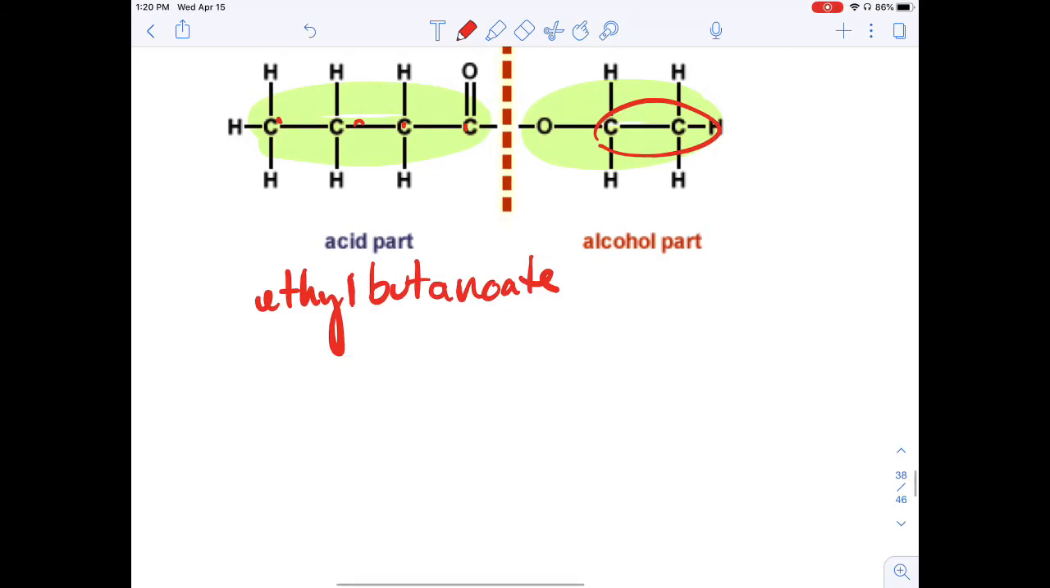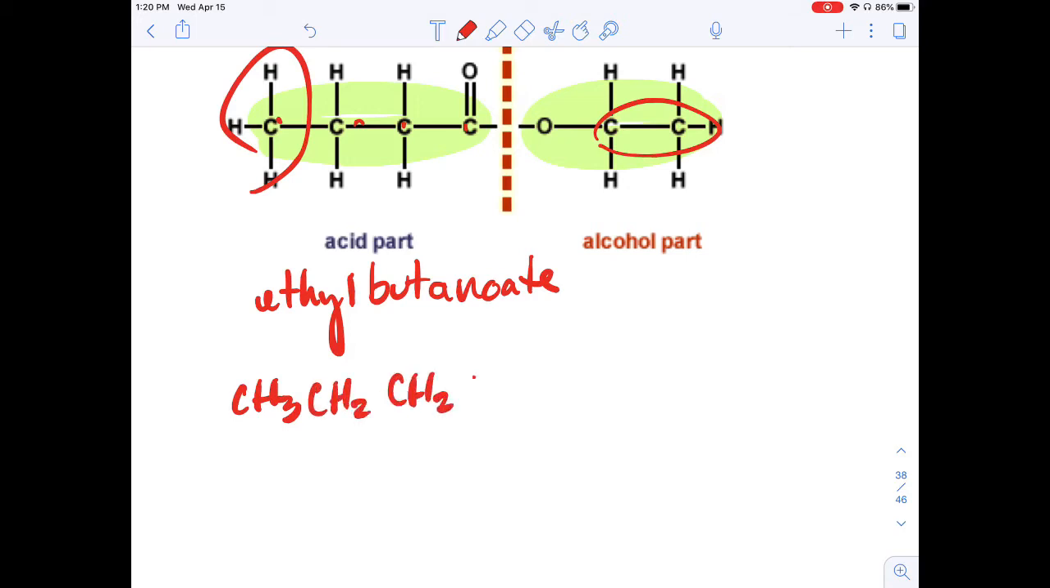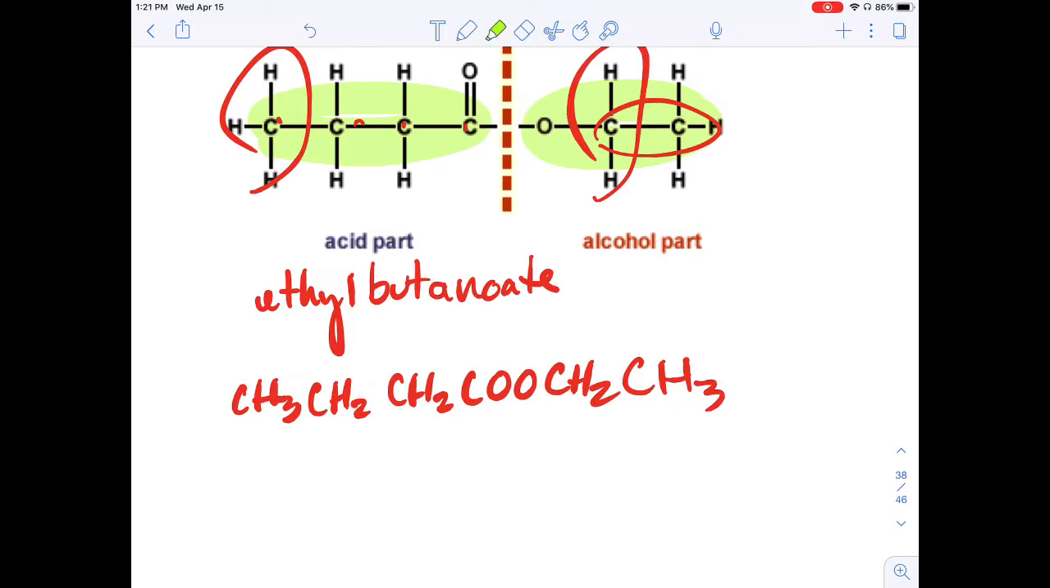Let's condense this formula down though and see how it can get a little bit trickier if you're trying to name it with condensed structures. This would have been a CH3 from here, CH2, CH2, COO, CH2, CH3. Now, when I look at this, it looks more complex. I can't easily spot where the alcohol is and where the carboxylic acid was in here. But if we think about what we're looking at, we can sort it out.